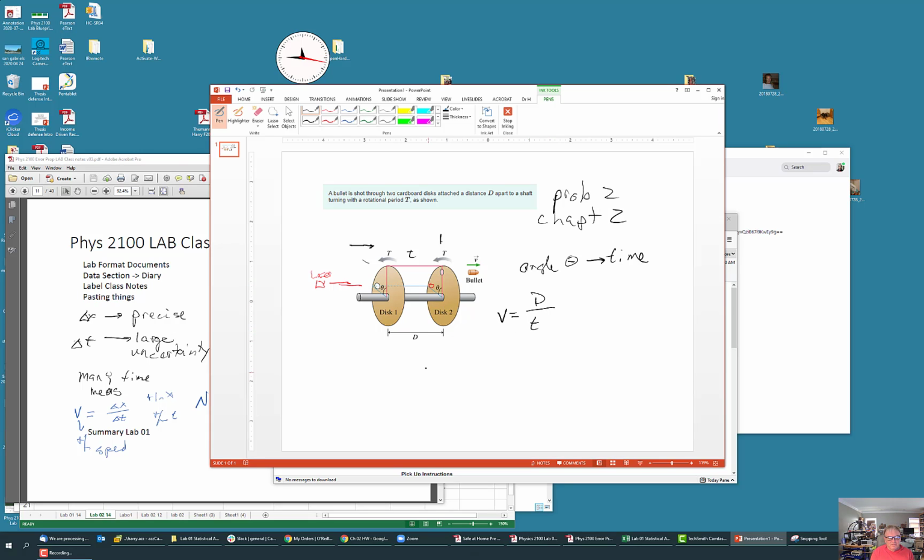So what we need to know is how long to spin an angle of theta. That's the goal here. We will get to rotational motion, but remember, for a circle, of course, the total number of radians or degrees, and remember this has to be in radians, the total number of radians in a circle is 2 pi.